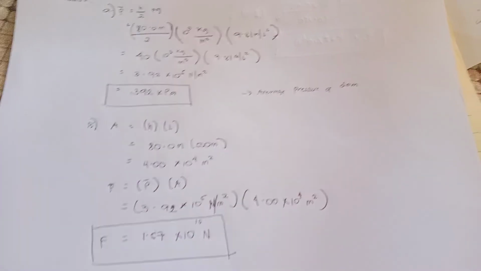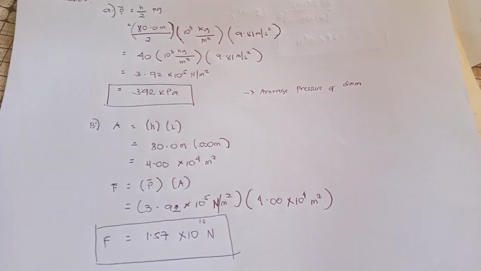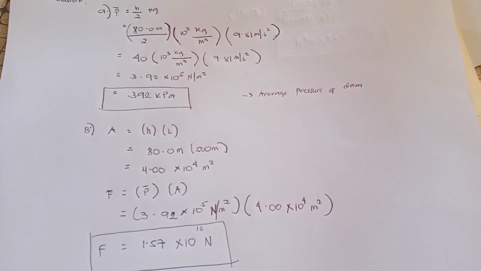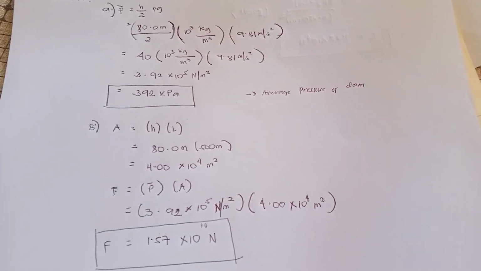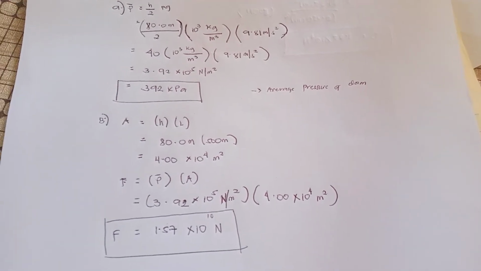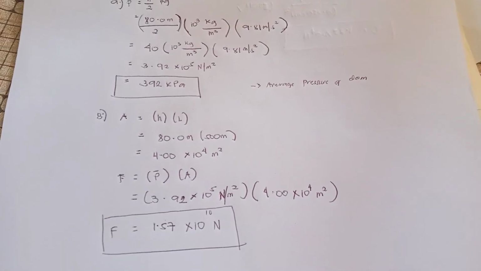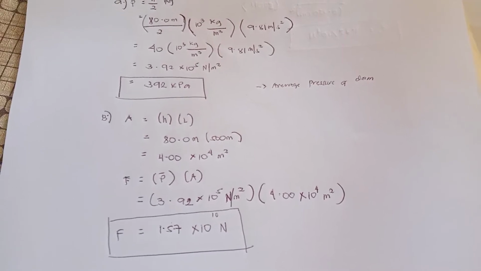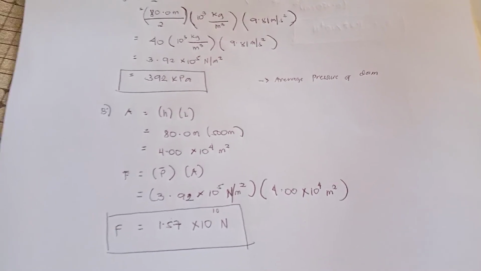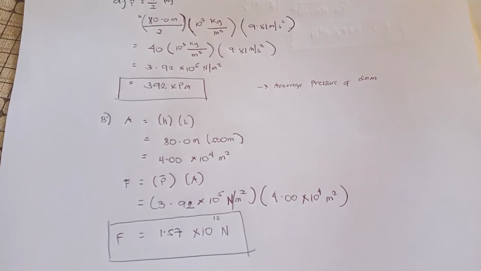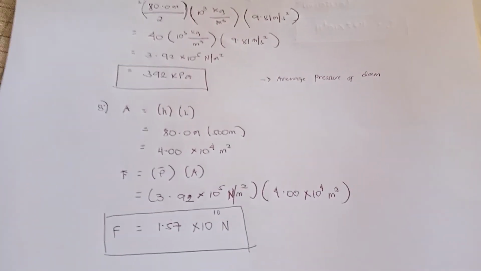So this 3.92 times 10 to the raised power of 5 Newton per meter squared is our average pressure of the dam. And we simplify the 4.0 times 10 to the fourth power meter squared. So that is how we get the answer.